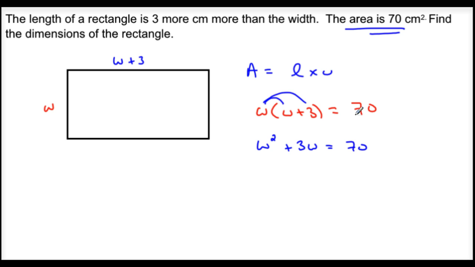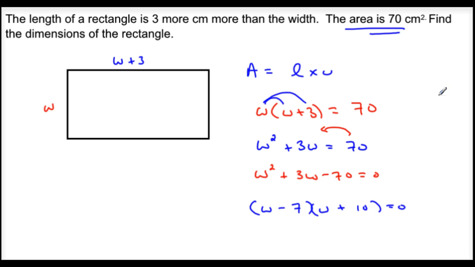Set this equal to 0. You can complete the square, or you can just factor. All right, I'm going to bring over my 70. W squared plus 3W minus 70 equals 0. Do I have factors of 70 that give me 3? 10 and 7, perfect. W, W, 10, 7. Which one's positive, which one's negative? Negative 7, positive 10 equals 0.